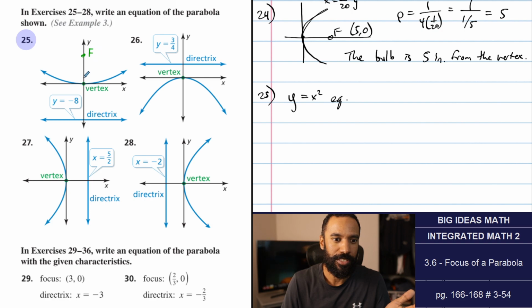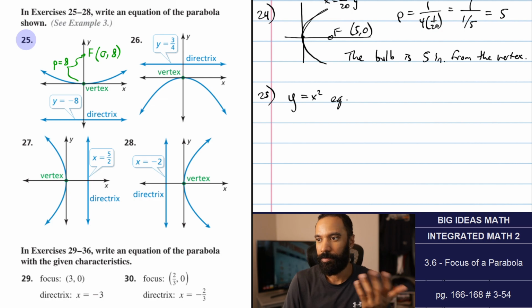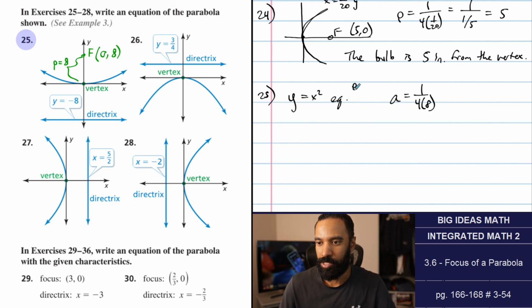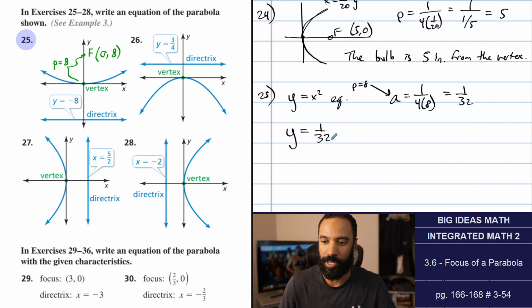If your vertex is at the origin, and your directrix is at y equals negative 8, your focus is going to be at 0, 8. Basically, it's going to be 8 units away there. So your p value is 8, instead of accidentally putting negative 8 because of the directrix. a is 1 over 4p, so 1 over 4 times 8, which is 1 over 32. So this equation will be y equals 1 over 32 x squared.